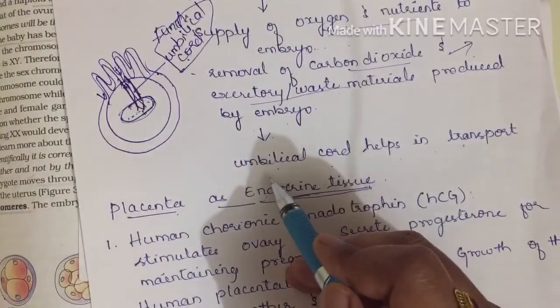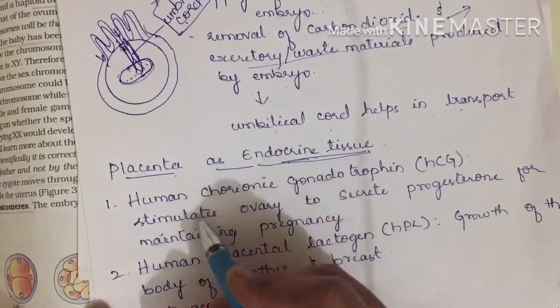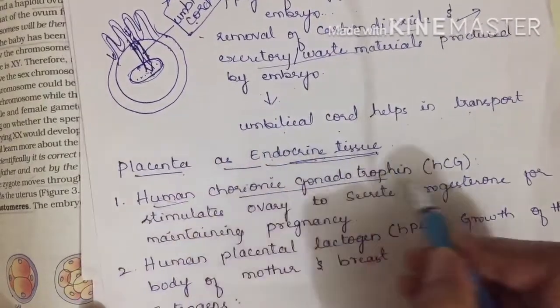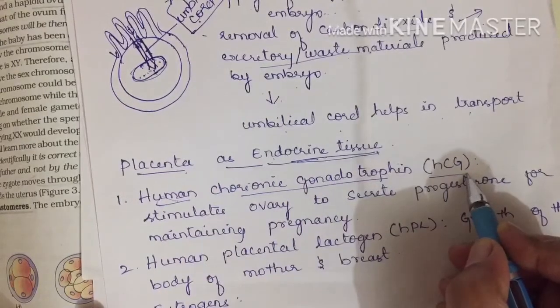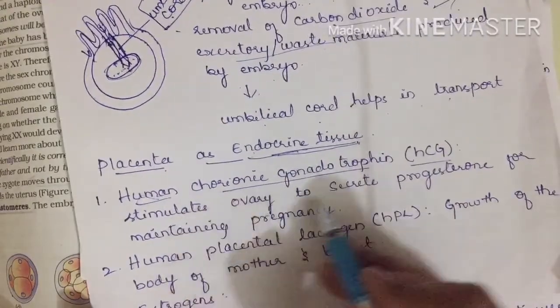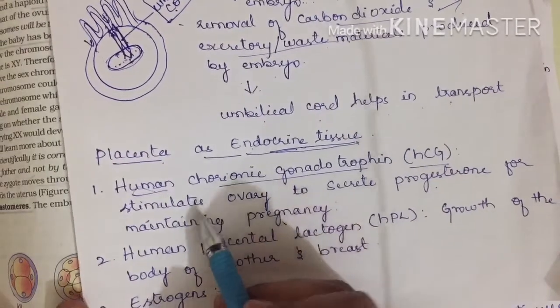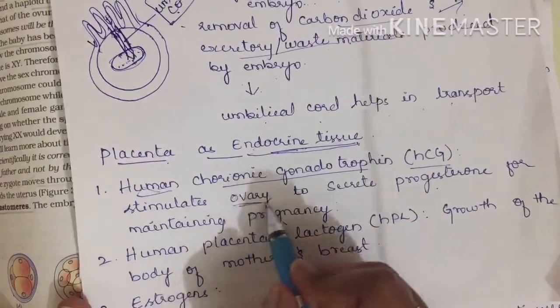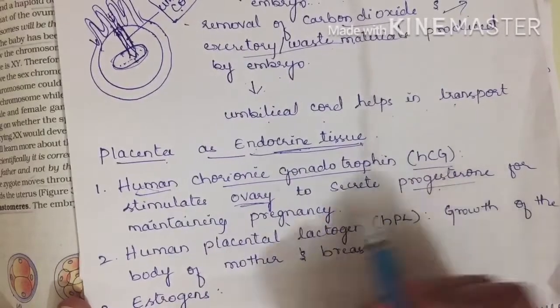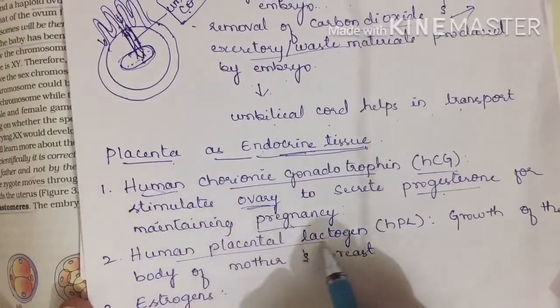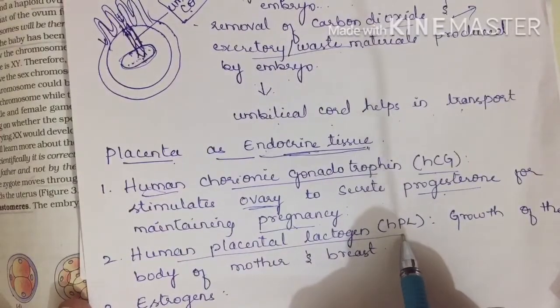Those hormones are, first, human chorionic gonadotrophin, which in short form we call HCG. Its function is to stimulate the ovary to secrete progesterone for maintaining pregnancy. It will stimulate the ovary to secrete this hormone so that it can maintain pregnancy. That is HCG.